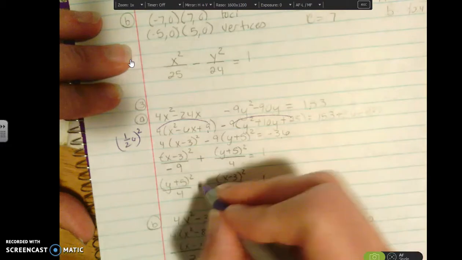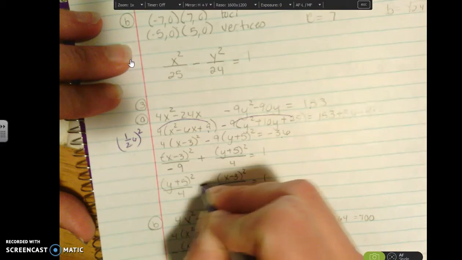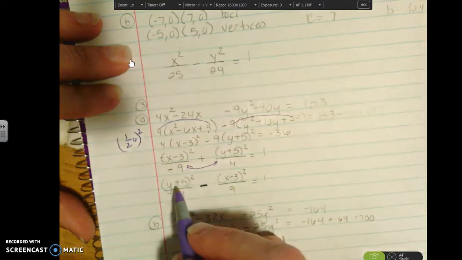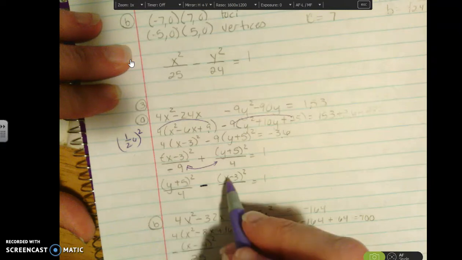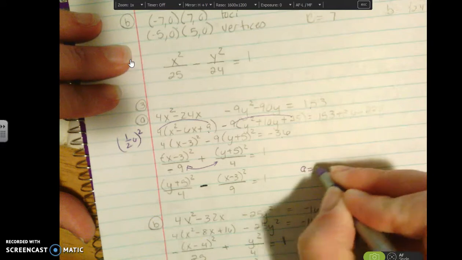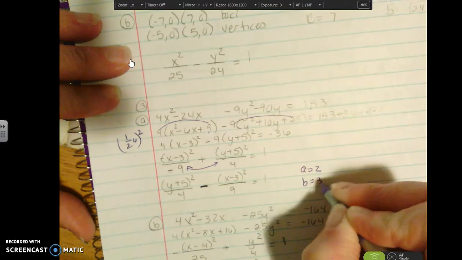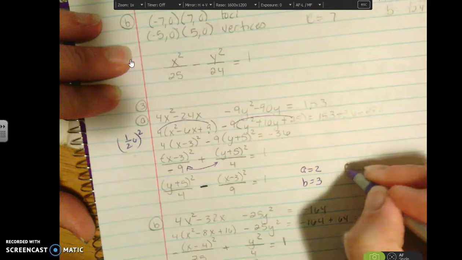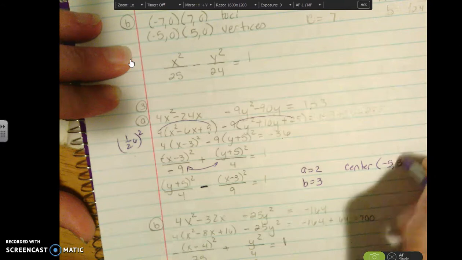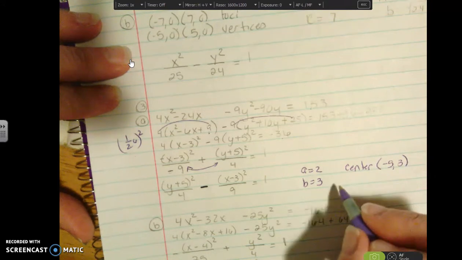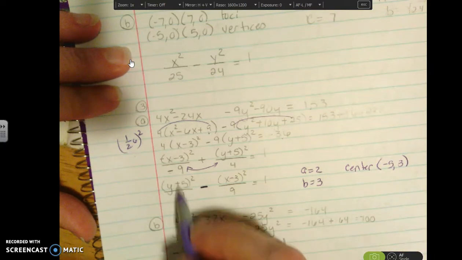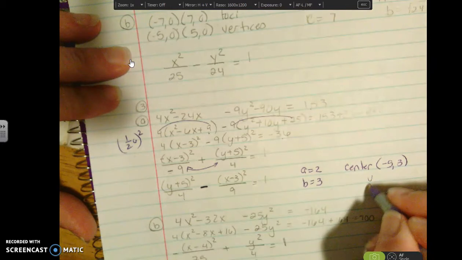So my hyperbolas always have to have the minus sign in the middle. So these two terms have to switch. So the y plus 5 comes first, the x minus 3 comes second, and so now I know that a is 2, b is 3, my center is the point negative 5, 3, and I have everything I need to graph that, and I could find my asymptote if I needed to. And because 4 is under y, that means that my hyperbola is going to open up and down.